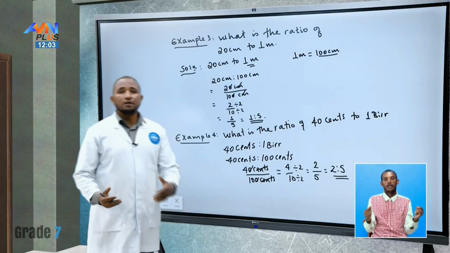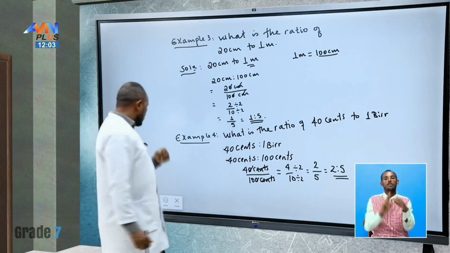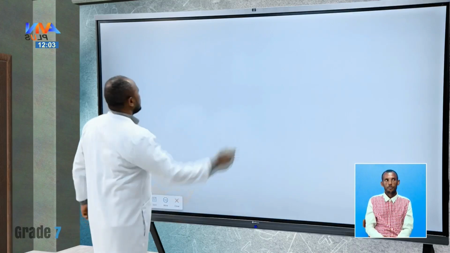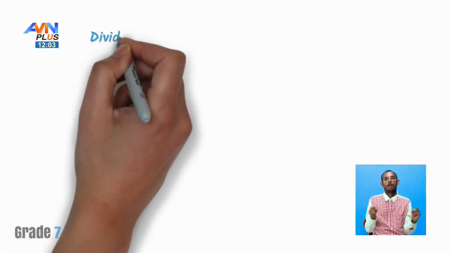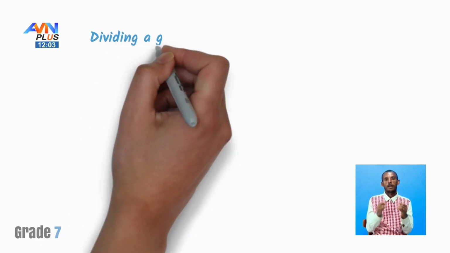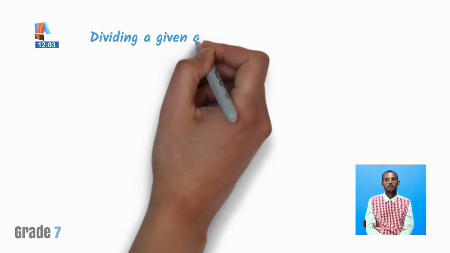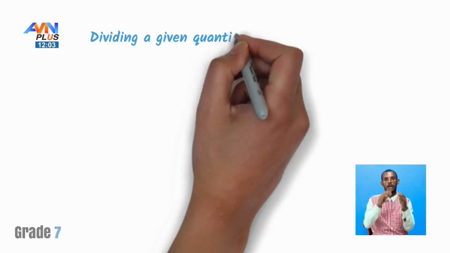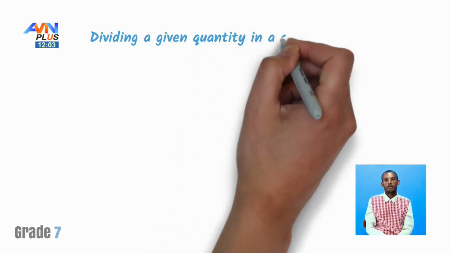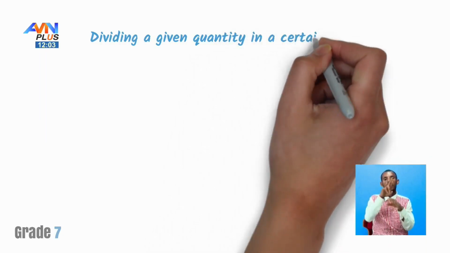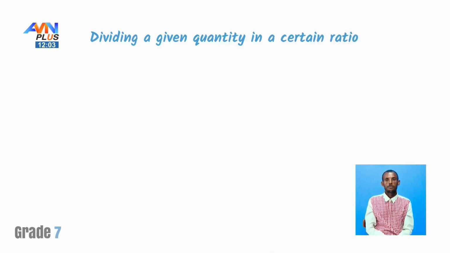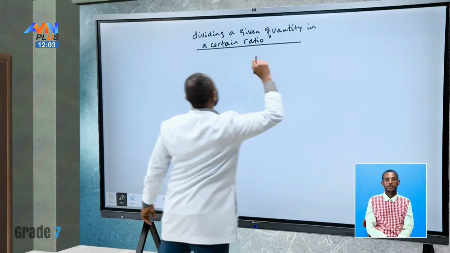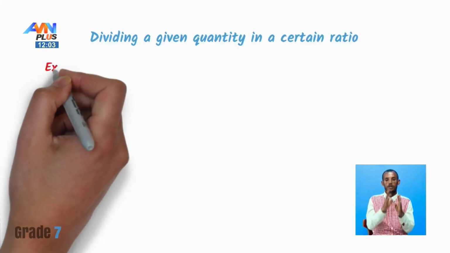Dividing a certain quantity in a certain ratio. So, dividing a given quantity in a certain ratio. Now let's see this through an example.